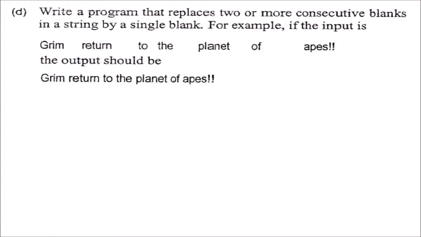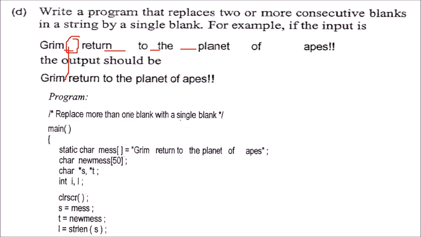Write a program that replaces 2 or more consecutive blanks in a string by a single blank. For example, if the input is like this, we have blanks here. A number of blanks are there. We want all these blanks to be converted into one blank. So what will we do? We have to replace more than one blank with a single blank.